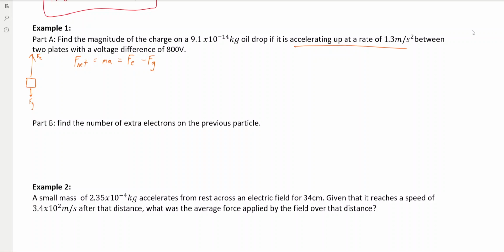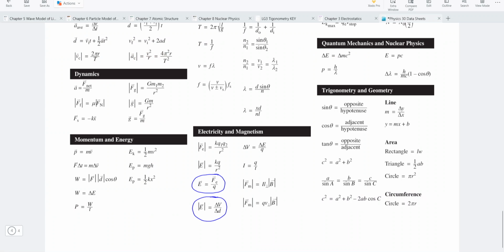So we're just going to rearrange this. What are we looking for? The magnitude of the charge. We're going to rearrange this. We're going to substitute a few things in. So Fe is going to be from this formula here. So that's QE.